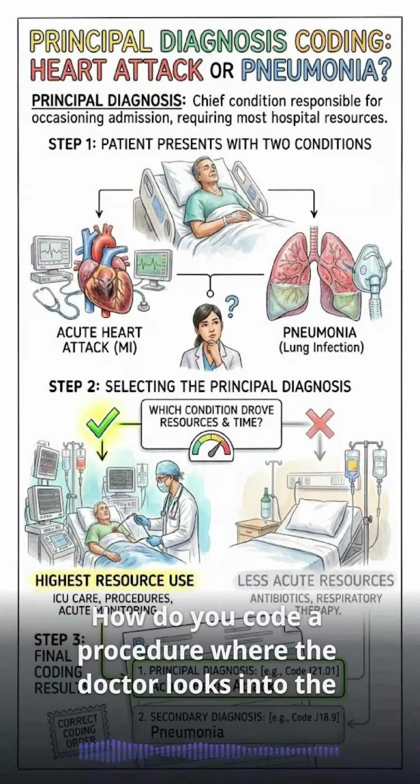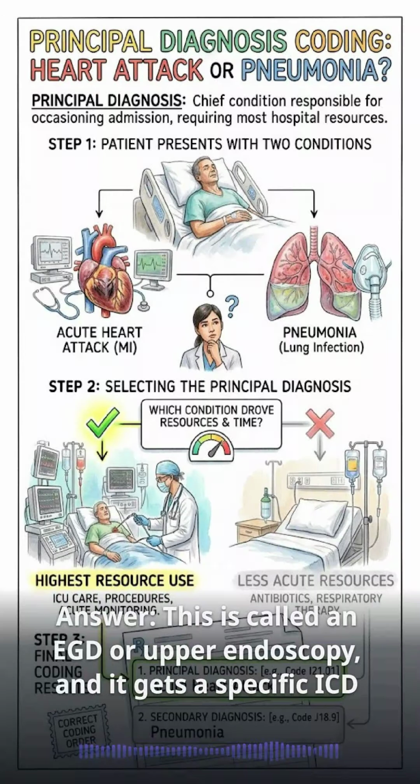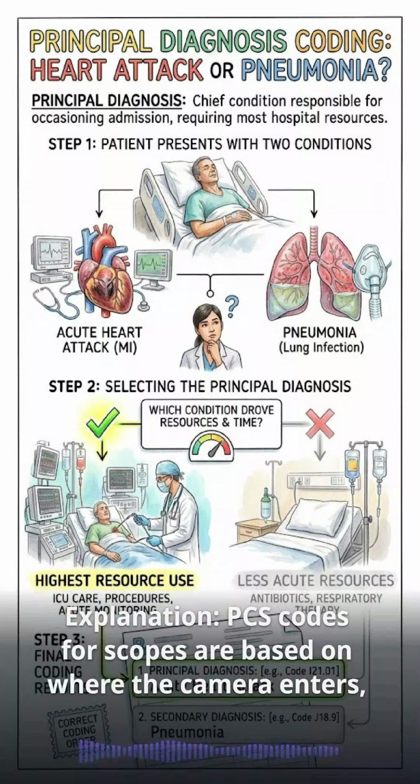67. How do you code a procedure where the doctor looks into the stomach with a camera? This is called an EGD or upper endoscopy, and it gets a specific ICD-10 PCS code. PCS codes for scopes are based on where the camera enters and how far it goes inside.